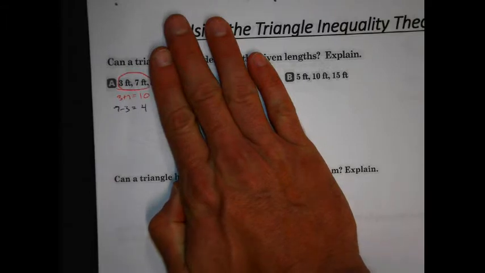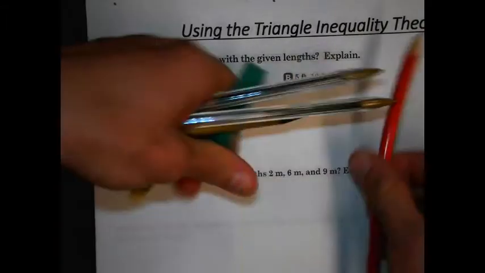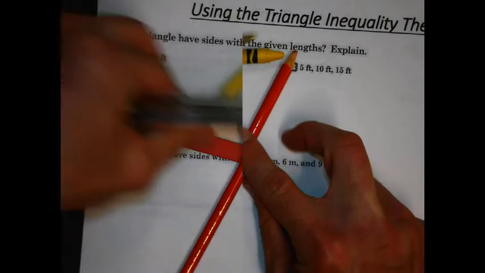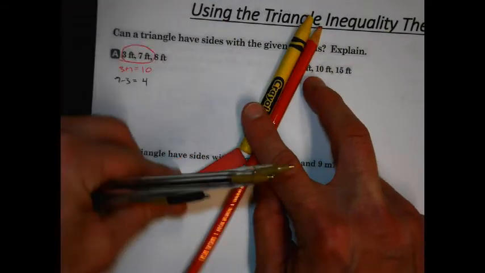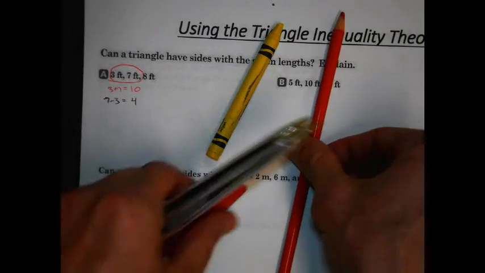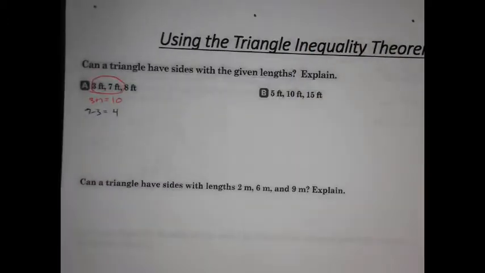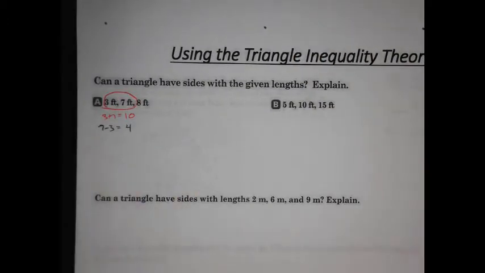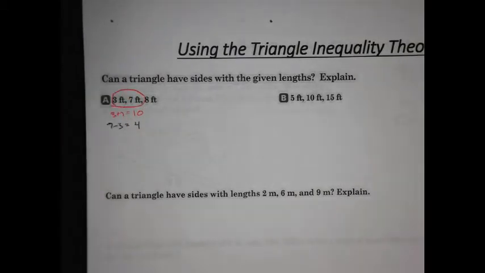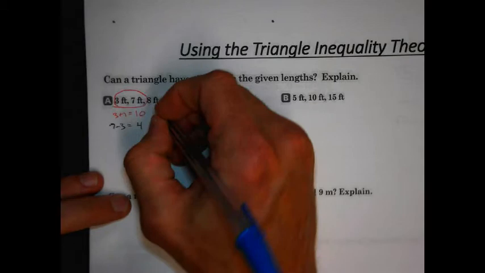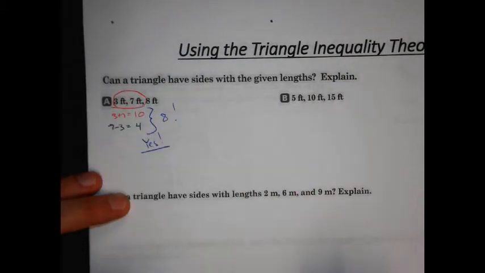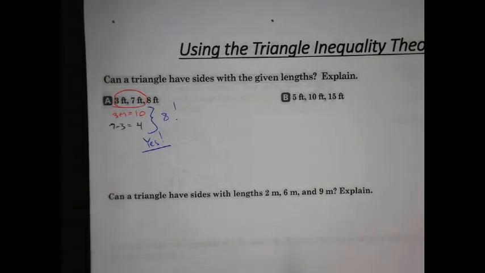Remember how this worked, because this could not work. If the third side is bigger than the sum, in triangles, it can't be bigger than the sum. It also can't be less than the difference. So the third side has to be between 4 and 10. And guess what number is between 4 and 10? 8. So yes, it works. Okay, 8 is between 4 and 10. This can totally work.